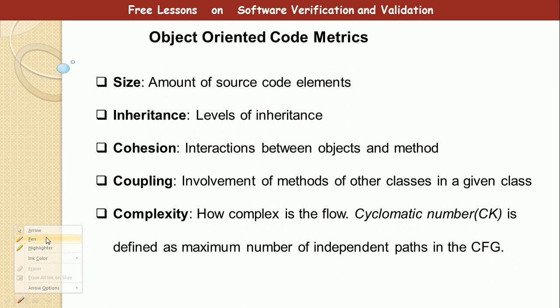Maybe you just take note of this. Let me take this pen. Take note of this term, cyclomatic number. It has to do with complexity, and it is defined as the maximum number of independent paths in the control flow graph of the program code. All right, so this is checking of code metrics. All these metrics have to be checked in this aspect.